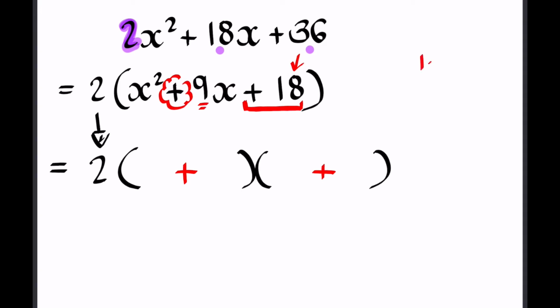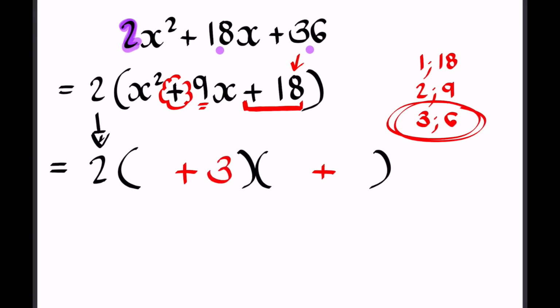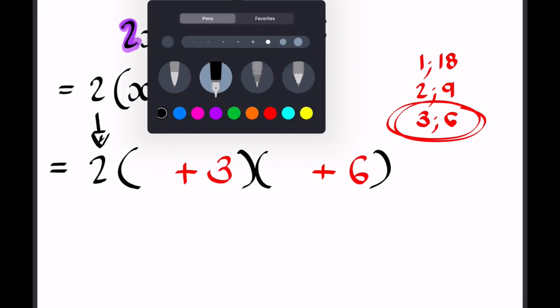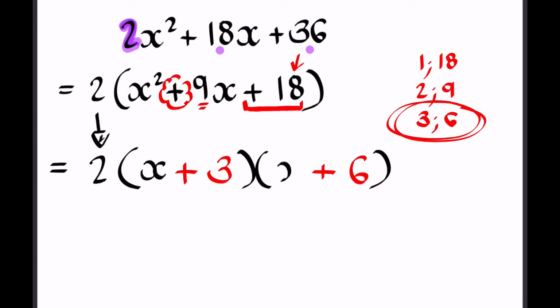If I write out the factors of 18, I have 1 and 18, 2 and 9, and 3 and 6. Which of those factors, when added together, give me a 9? 3 and 6. So the one bracket will have a 3, the one bracket will have a 6. X squared factorized becomes x and x.